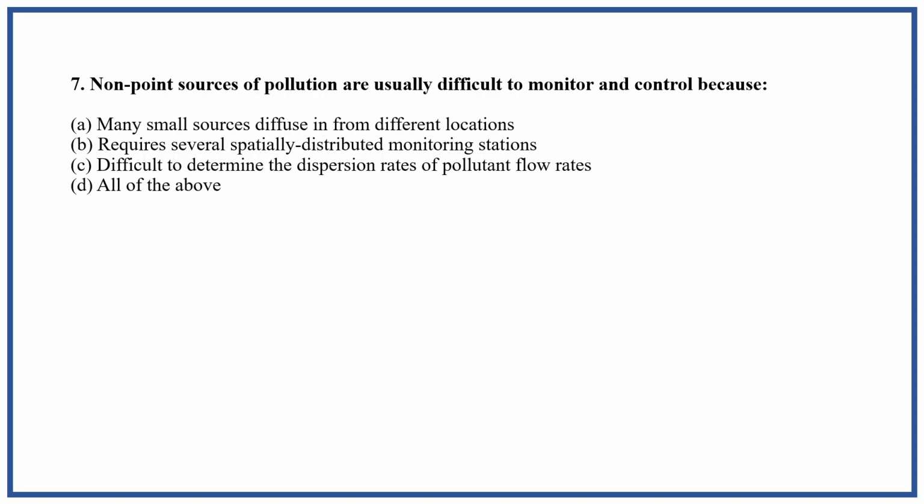many small sources diffuse in from different locations, require several spatially distributed monitoring stations, difficult to determine the dispersion rates of pollutant flows, all of the above. So here we are talking about non-point sources of pollution. So we have studied about the point sources and the non-point sources of pollution. So which one will be difficult to monitor and control? Can somebody tell which is difficult to monitor and control? Point sources or non-point sources?